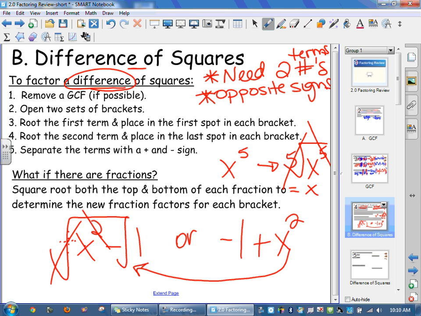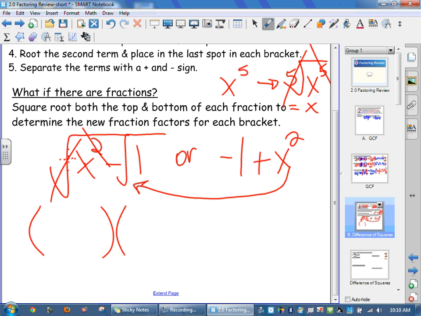So the second step says open two sets of brackets, square root your first term, he goes in the first spot in each bracket. Square root the second term, he goes in the second spot in each bracket. Then you separate your terms with positive negatives. That's all it is. So up here, I would open two brackets like it tells me. I square root x squared and got x to start. I square root 1 and I get a 1 to put on the end of my brackets. And then you just separate with a positive negative. That's all it is. Okay? That's called difference of squares. Let's take a look at a few examples.